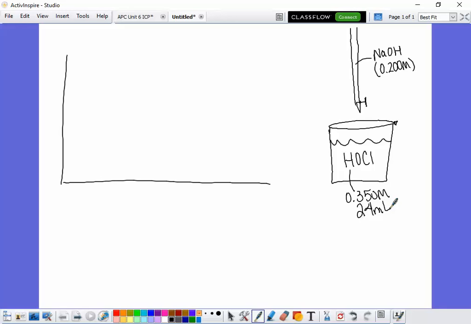And there is a pH probe. There's my pH probe, with a little readout with numbers. We're measuring the pH, so that's our y-axis. What's our x? The volume of NaOH added, because that's what we are controlling, and we're measuring the pH as a result of that.